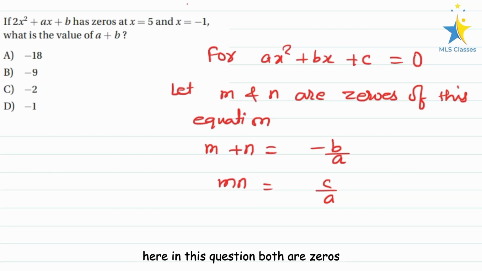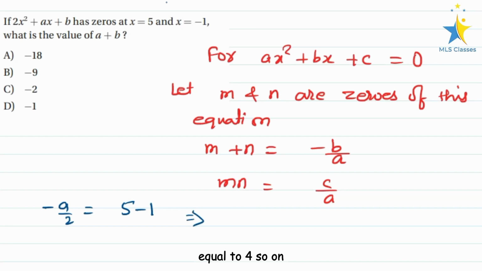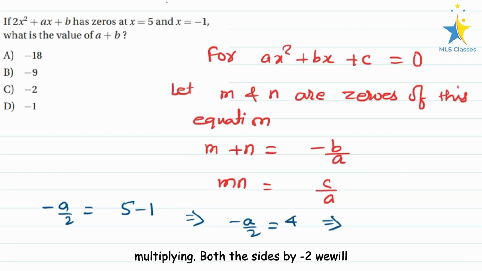So here in this question, both the zeros are given: 5 and negative 1. The sum of zeros should be negative a over 2. So negative a over 2 should be equal to 5 minus 1. So we will be getting negative a over 2 equal to 4. On multiplying both sides by negative 2, we will be getting a equal to negative 8.